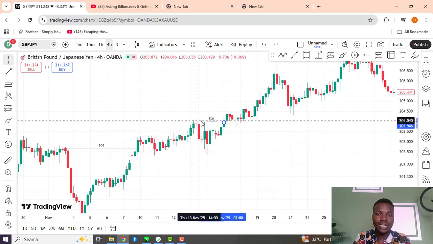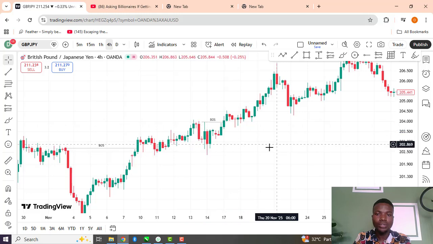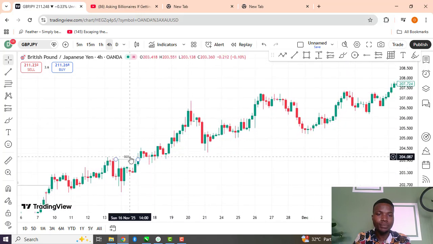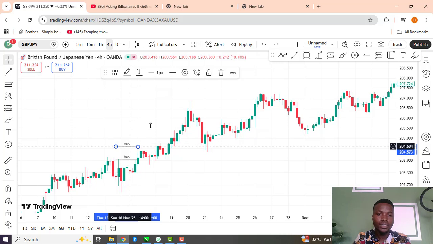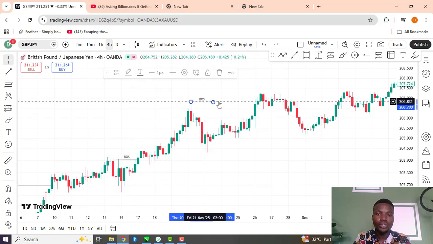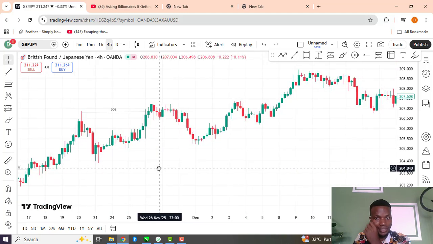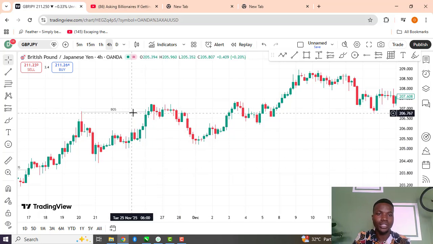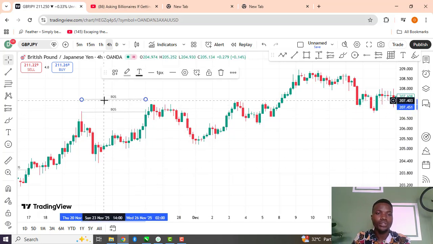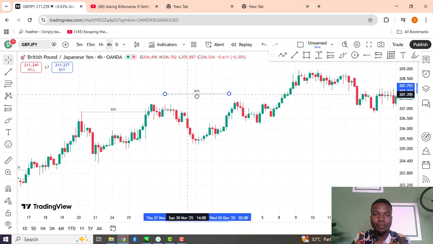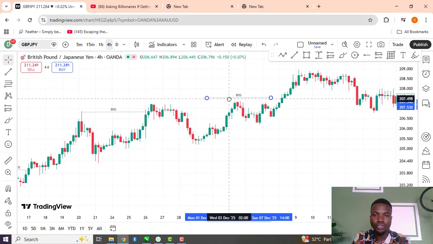This is how you technically follow the imprint of price. This is how you build your trading strategy. Because if you don't know the basics, you cannot know the advanced. That is just the truth. So right now you can see how I am marking the break of structure.